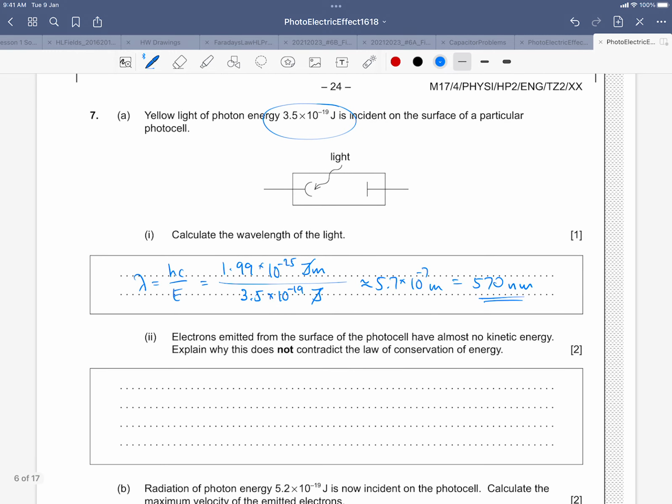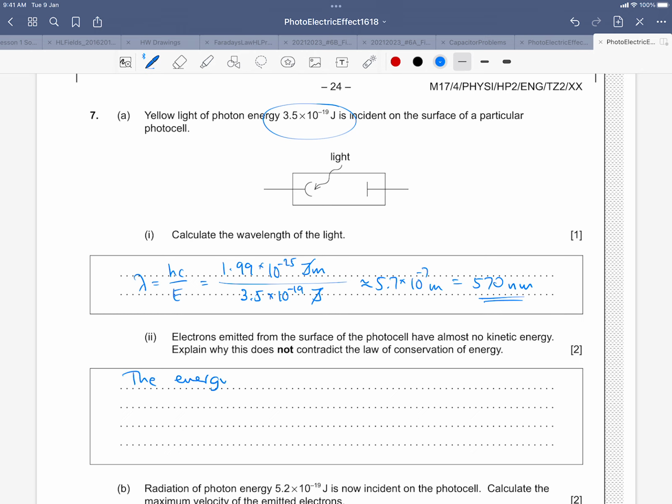Okay, then they say these electrons have almost no kinetic energy, so practically zero kinetic energy, which means that the energy of these photons is just enough to overcome the work function. The energy is basically equal to the work function. And why does this not contradict the law of conservation of energy? Well, because all the photon energy just went into increasing the potential energy of the electrons in the metal. They have a lower potential energy, they're trapped in the metal. In order to kick them out, we need to increase their potential energy. So that's where the energy is going.